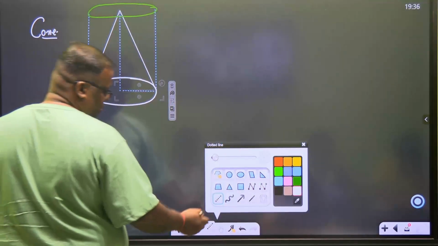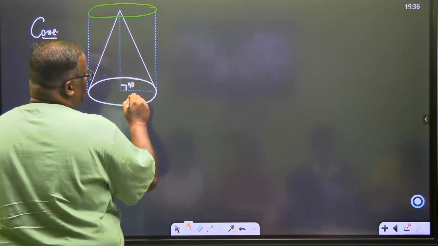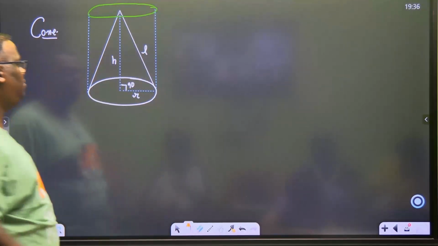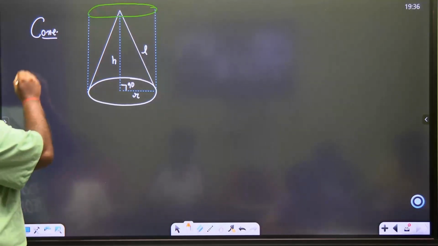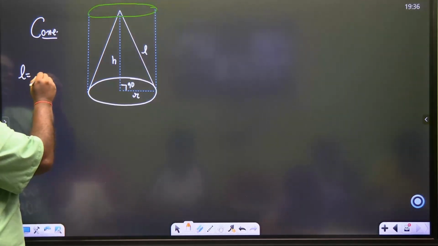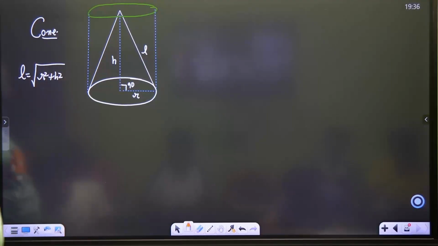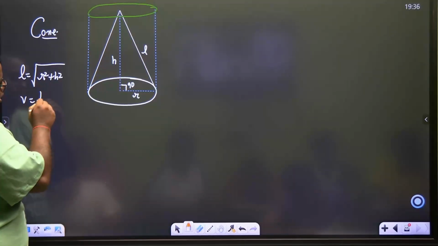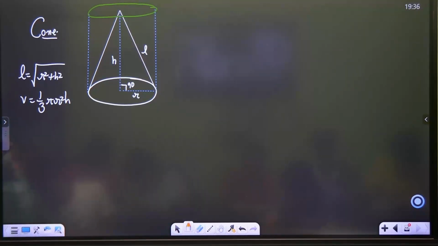So children, this will be 90 degree. This is my radius, this is my height, and this is my slant height. So grandpa will come here also. Grandpa means Pythagoras. So my slant height is always equal to the root of radius square plus height square. And the volume of the cone is, a cone is 1/3 of a cylinder, 1/3 pi r square h.